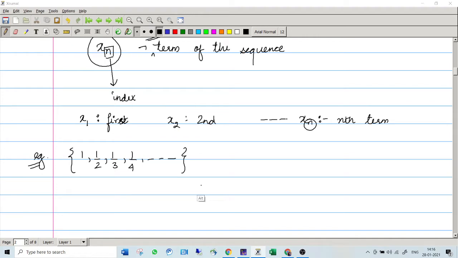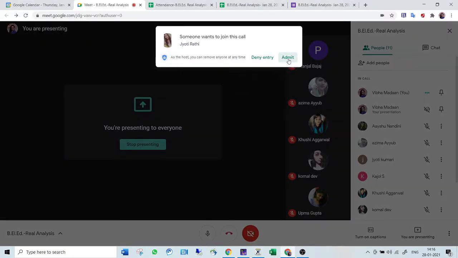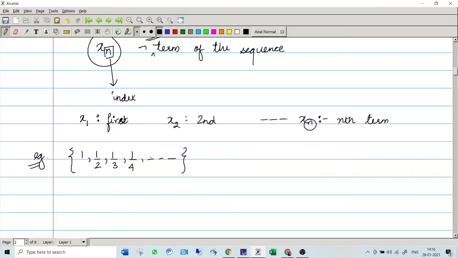First term is 1, second term is 1 by 2, third term is 1 by 3, fourth term is 1 by 4. What will be the nth term? What is the structure of the nth term? 1 by n. 1 by n means you have that your sequence has the terms looking like 1 by n, where n varies over the natural numbers.